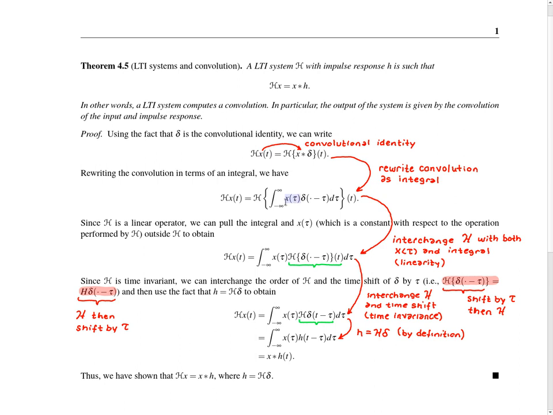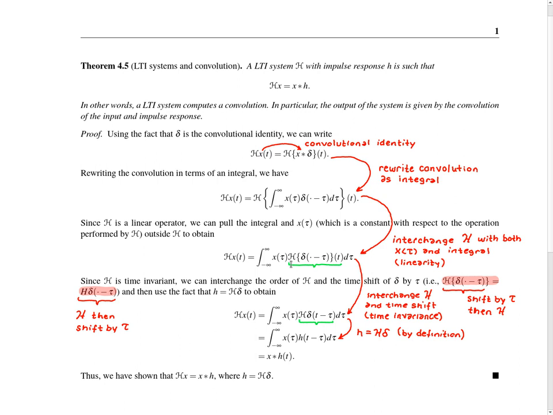So we can factor this out. We can also pull out the integral which appears here as well. So we're going to pull out both the integral and x of tau, this constant with respect to the operation performed by h, to write this next line. All we've done is pull the integral and this x of tau outside of the operation that's being performed by h. So this is relying on the linearity property. In other words, it's relying on the fact that h is a linear system.